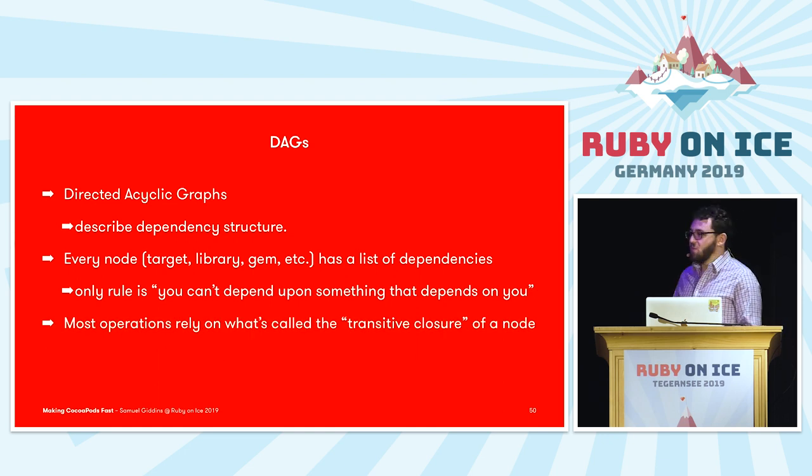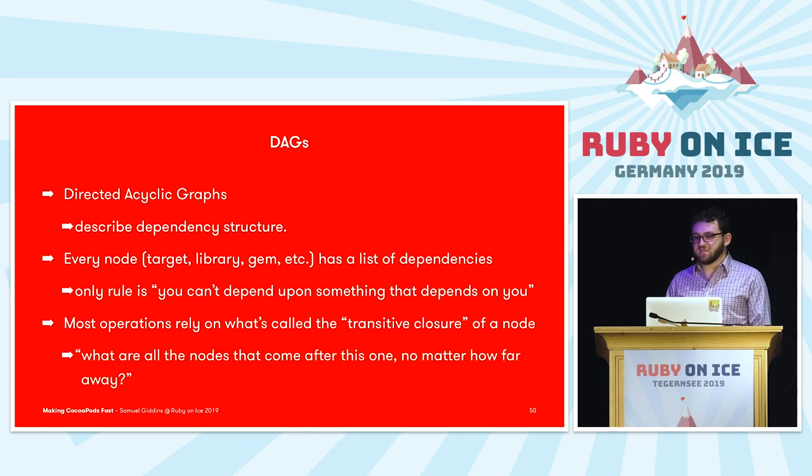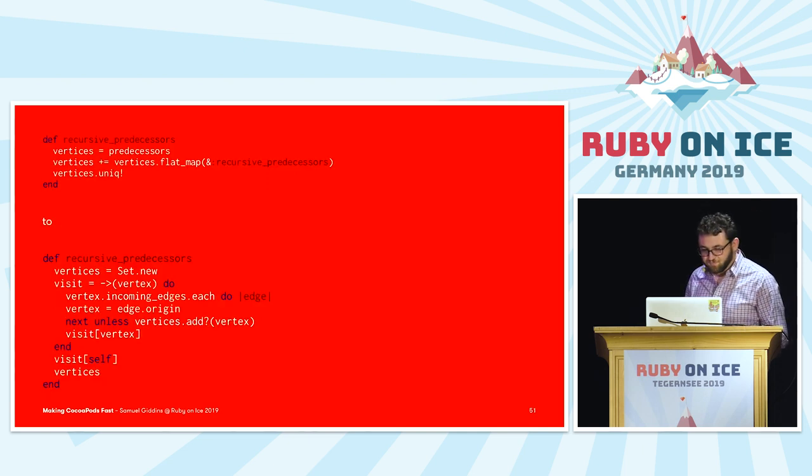So most operations involving dependency graphs care about what's called the transitive closure of a node. And that's answering the question, what are all the nodes that come after this one, no matter how far away? Not only the ones that come directly after, but the ones that come after the ones that come after the ones that come after this node.